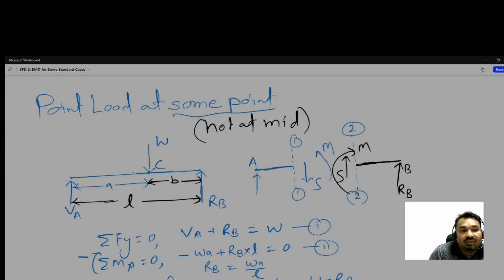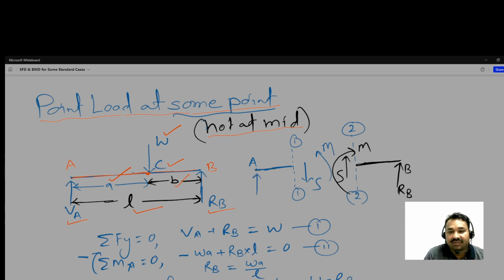So after this, now let us consider the point load acting at some point, not at the mid. So this is the beam of length L, so at C the force W is acting, and from A it is distance a, from B it is distance b, and the reactions we have already calculated for the point load at the midpoint.